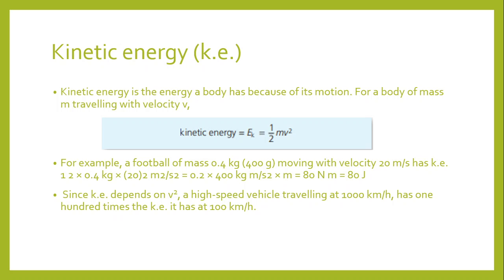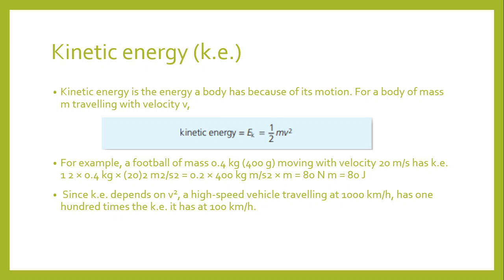Now this tells us that the kinetic energy is directly proportional to the square of velocity. That means that the more the velocity is, the more kinetic energy an object possesses. Double the velocity, 4 times the kinetic energy.